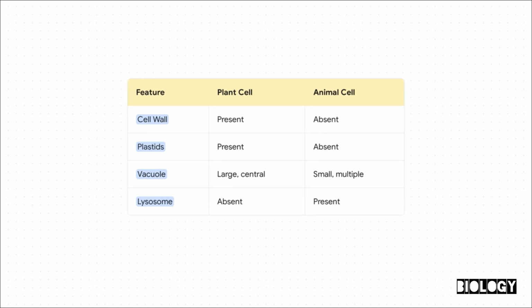The first and probably most important difference is the cell wall. Plant cells have this rigid outer cell wall that gives them support, but animal cells don't have one. Second, plant cells have something called plastids, which help them make food through photosynthesis. Animal cells don't have those. Third, check out the vacuole. In plant cells, there's this one huge central vacuole that's used for storage and maintaining shape. Animal cells, on the other hand, might have a few small ones. And finally, lysosomes, the cell's cleanup crew, are usually present in animal cells but absent in plant cells.